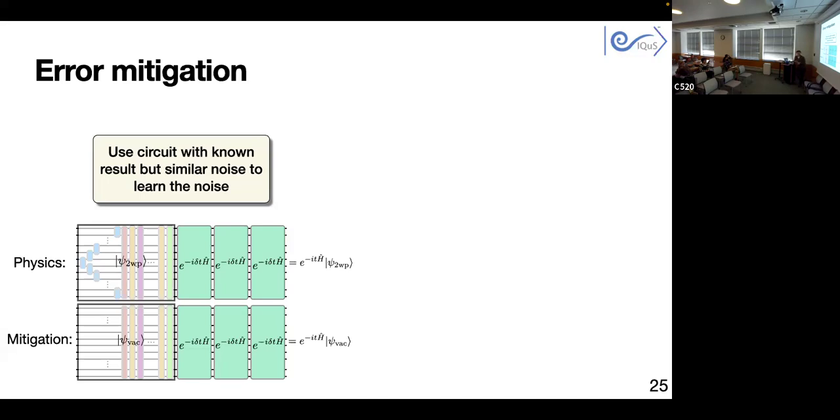And in this work, we use the time evolution of the vacuum state as this mitigation circuit. And this is easy to compute classically because the vacuum is an eigenstate of the Hamiltonian, and in the absence of device errors and Trotter errors and state preparation errors, this state wouldn't evolve at all, and so it's easy to figure out what the resulting state after this circuit should be. And so we use this state to learn about the noise that we have in our physics circuit, which is the circuit with two wave packets and the actual scattering that we're interested in.